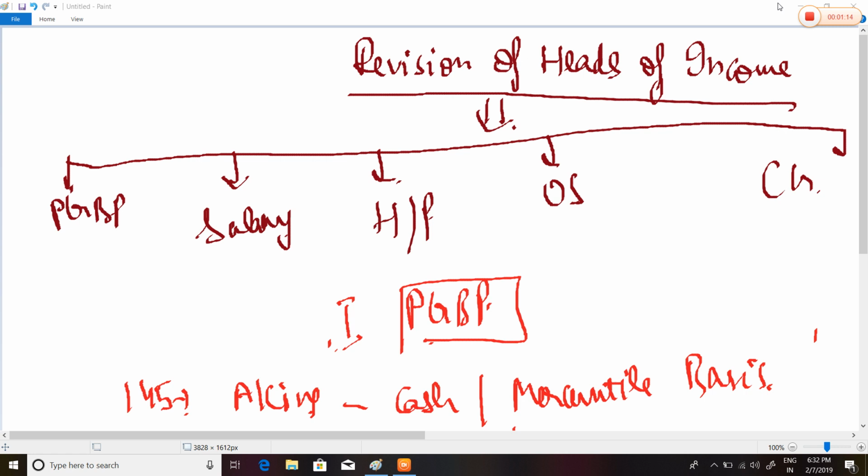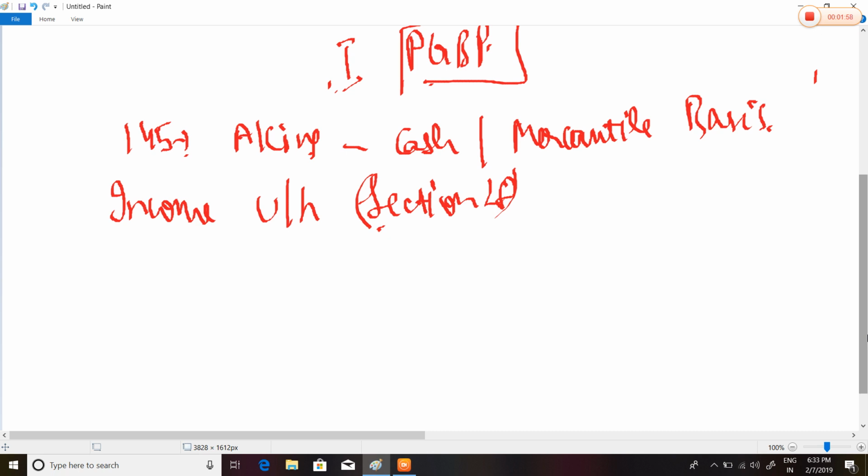First section, section 145, that is method of accounting. Now, what it says: income chargeable under this head shall be computed in accordance with the method of accounting regularly and consistently employed by the assessee, either cash or mercantile basis. This can be asked as an MCQ for cash and mercantile basis. Next, income chargeable under this head. Your teacher must have taught you about section 28, income chargeable under this head, so I will not be taking that up. I am assuming that you know which are the incomes chargeable under this head.